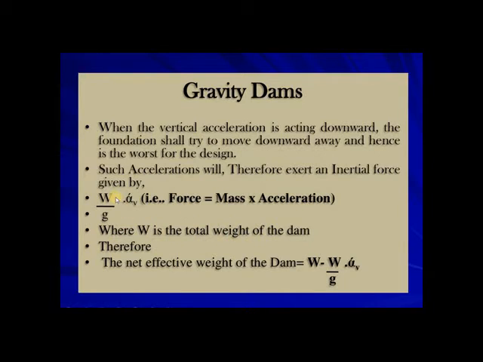So W is the total weight of the dam, W over g into alpha V dash, and g is acceleration due to gravity. So the net weight of the dam will be equal to W, the total weight of the dam, minus W over g into alpha V dash. So we have to keep this factor in our design. We have to increase the dam weight, and we have to keep our dam stable. If we want to keep our dam stable, then we have to consider this factor, which may reduce the net weight of the dam at earthquake when the acceleration will act in the downward direction.